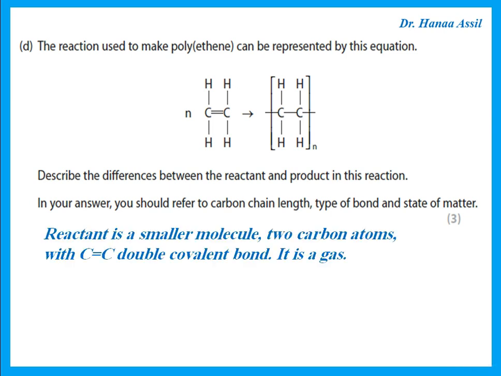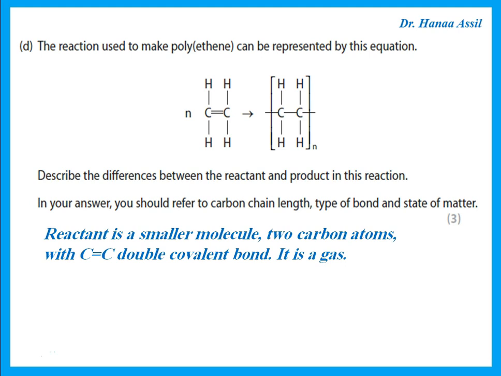So let us take a look. The reactant, which is on the left, that is the ethene. It is a smaller molecule. Remember, this is just a molecule that has 2 carbons. It has a double bond between the 2 carbons. And remember that alkanes or alkenes with a very small number of carbons, 1 or 2 or 3 or 4 carbons, they are all gases. So alkanes like methane, ethane, propane, butane, and alkenes like ethene, propene, butene, these are all gases.